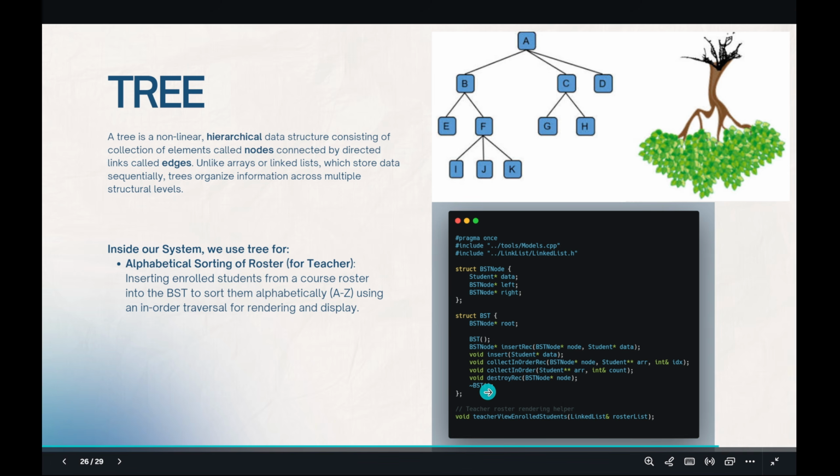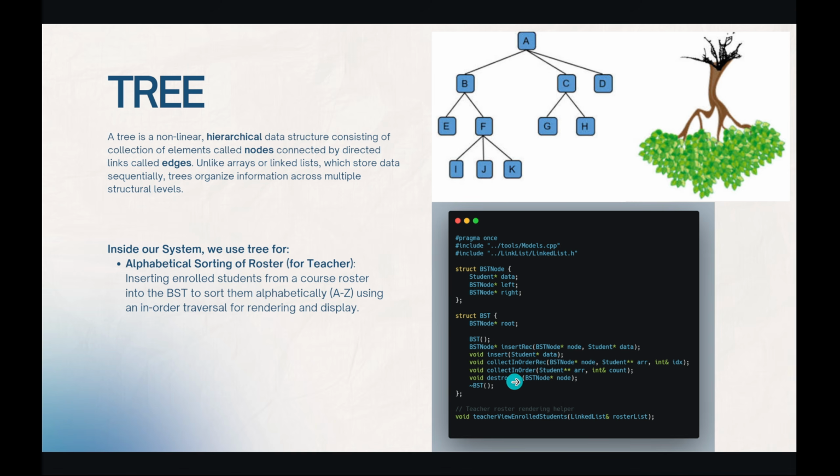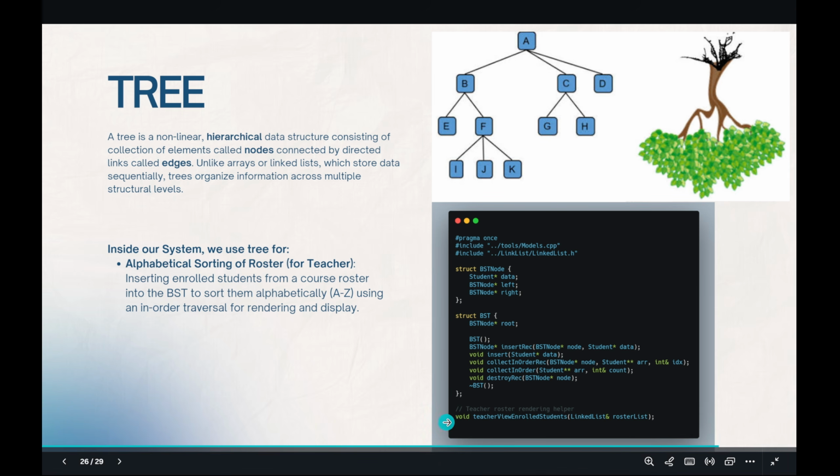We have a constructor and a destructor. The destructor is called destroy record, and then for the rest we have insert, and this one would call collect in order record, and this one does the logic to collect the student records in order. And then we also have teacher view enrolled student, so the teacher can view the enrolled students and display them.